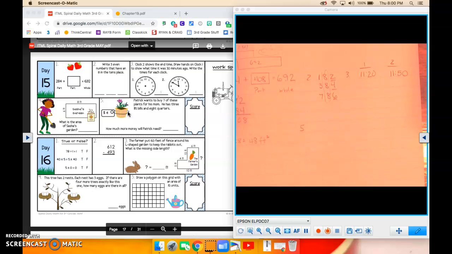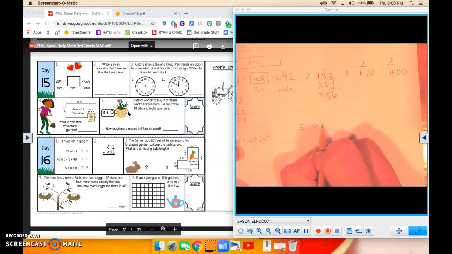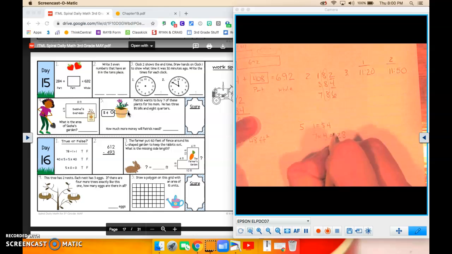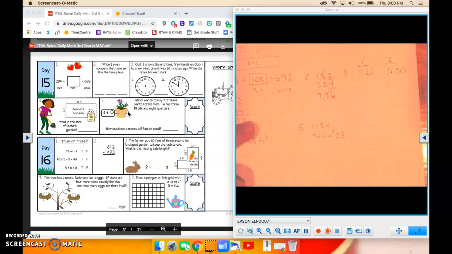So to figure that out, I know one plant equals $4, okay? But Patrick wants to buy 7 of these. And if each one is $4, excuse me, not equals, 7 plants times $4 for each plant. And what's 7 times 4? Well, 2 times 7 is 14, so it's 28. So it's going to be $28 total. But we're not done. That's only the price of the flowers, right?